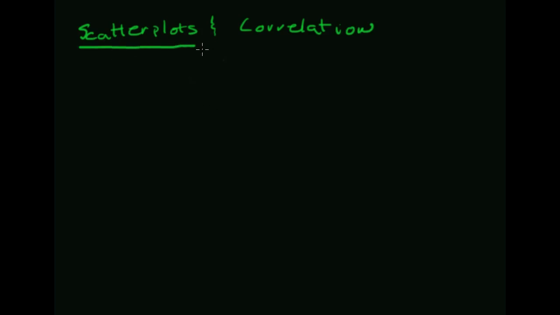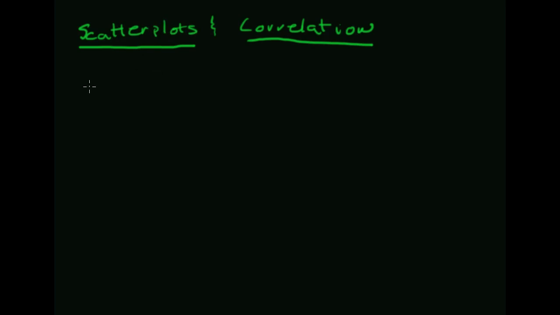Okay, so this is a set of notes on scatterplots and correlation. Scatterplots are a graphical representation of something, and correlation is a number used to measure a relationship that's revealed by a scatterplot.